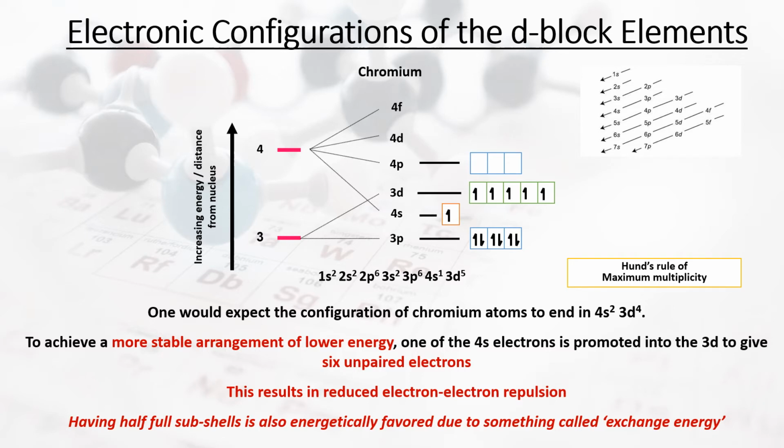Now, another factor, which is a bit beyond A-level, is something called exchange energy. And essentially what this boils down to is having half-full subshells is being a bit more energetically favoured. Now, you can look into it if you want. It's a bit physicsy, really, but essentially it's also energetically favourable to have these half-filled shells. So not only have we reduced the electron-electron repulsion by having 4s1, 3d5, we've also increased this exchange energy. We've increased the number of half-filled orbitals.